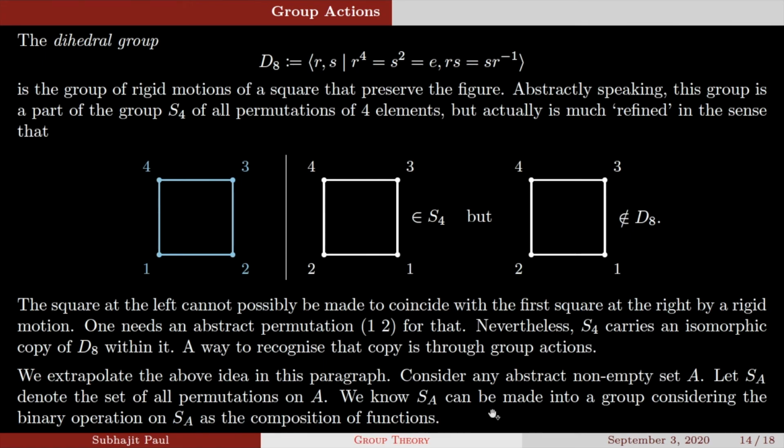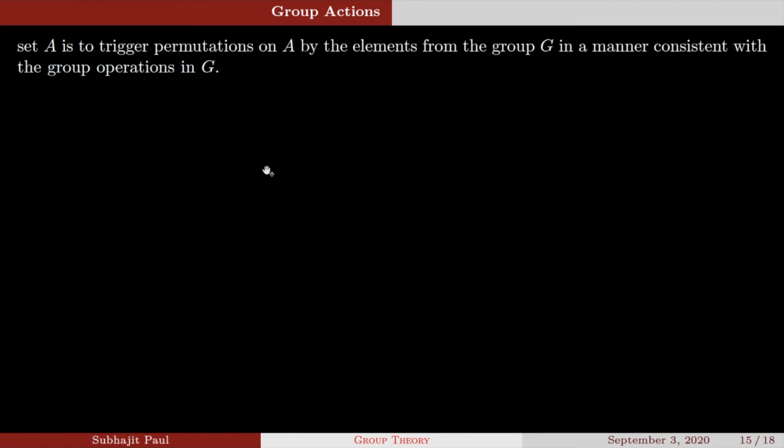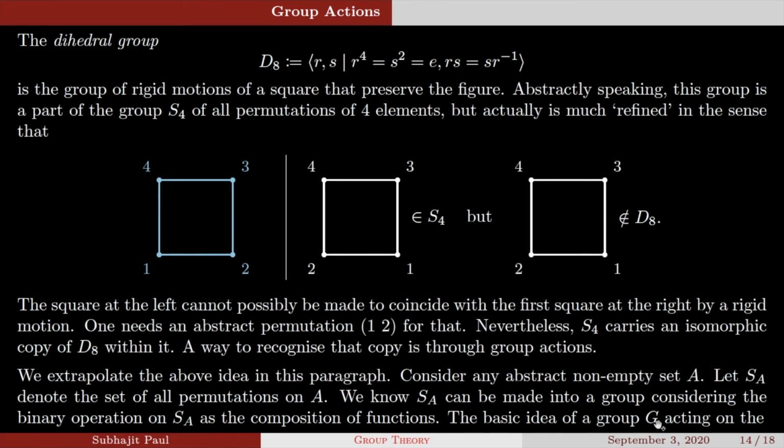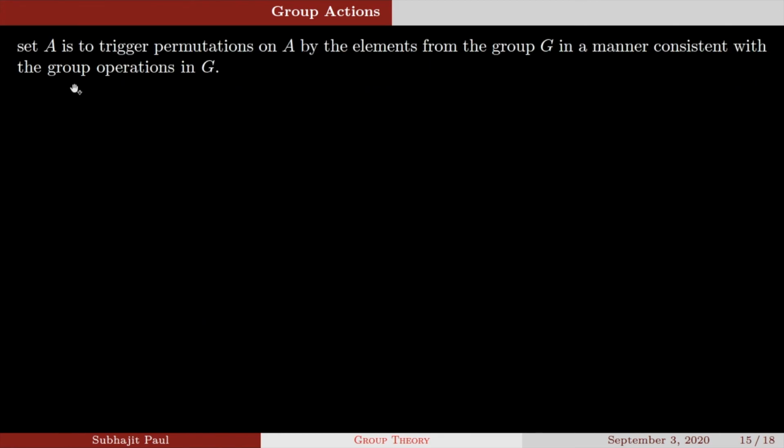This we have already seen, right? The basic idea of a group G acting on the set A, I understand this thing carefully. The basic idea of a group G acting on the set A is to trigger permutations on A by the elements of the group G in a manner consistent with the group operations in G.